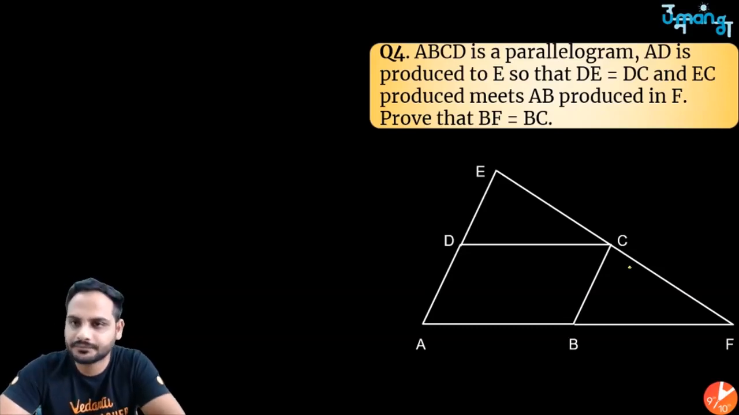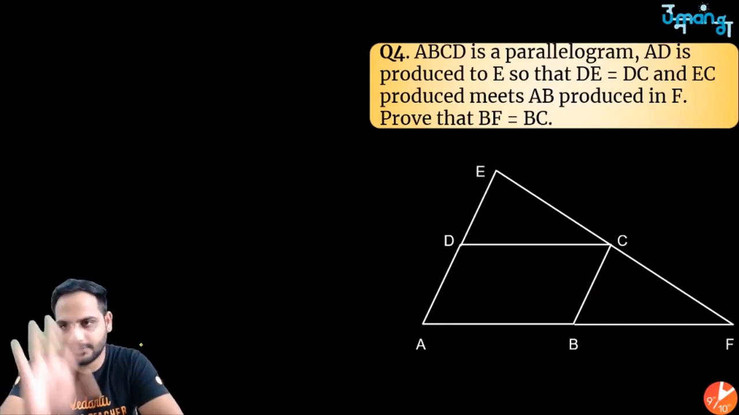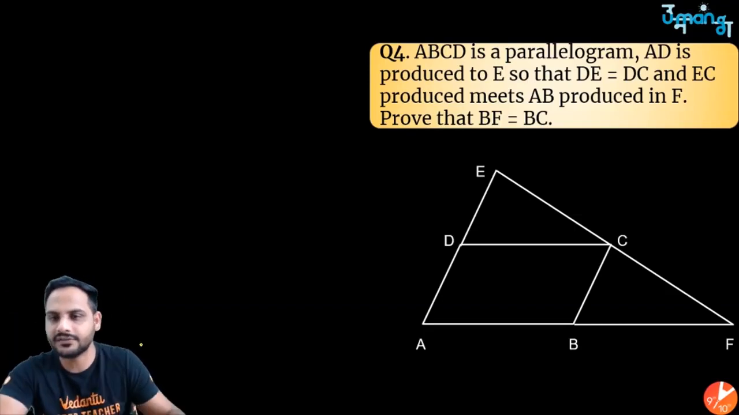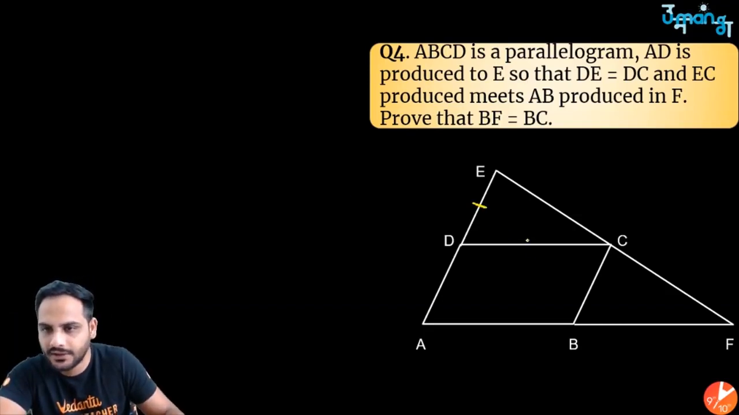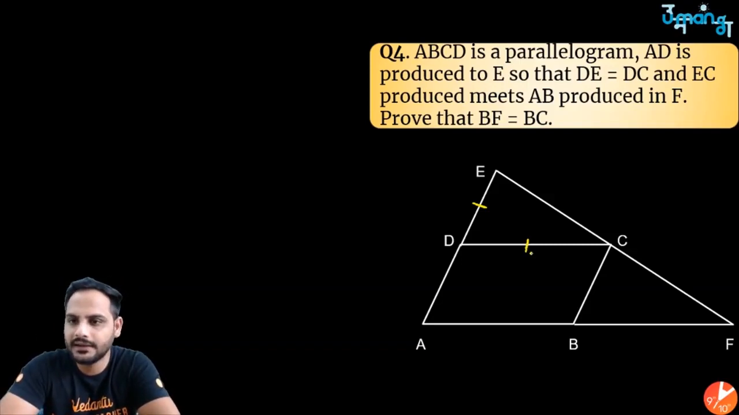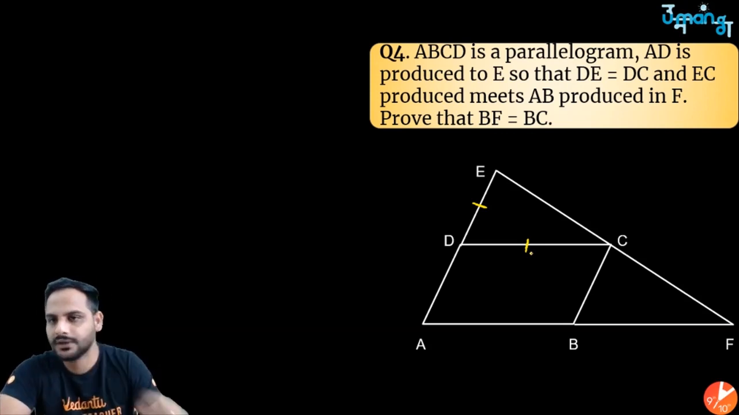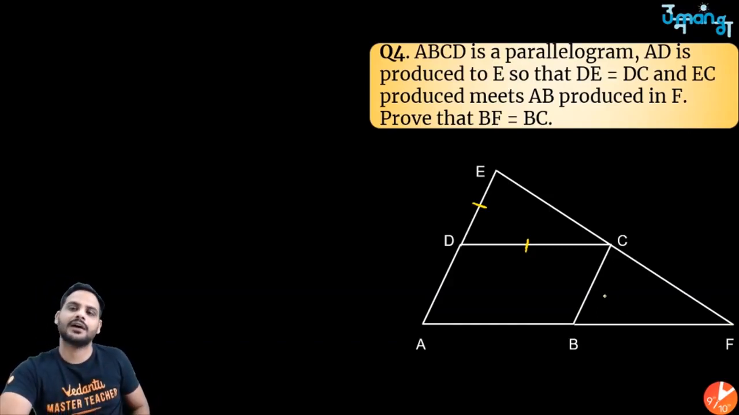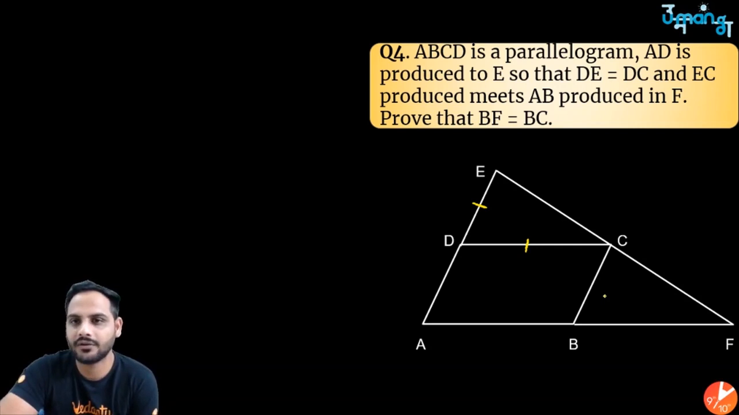नेक्स्ट क्वेश्चन देखो. नेक्स्ट क्वेश्चन क्या बोल रहा है, ABCD इज अ पैरेललोग्राम. AD इज प्रोड्यूस्ड टू E सो दैट DE इज इक्वल टू DC. एंड EC प्रोड्यूस्ड, इट मीट्स AB प्रोड्यूस्ड एट F. ठीक है सर. प्रूव दैट BF एंड BC आर ऑल्सो इक्वल.